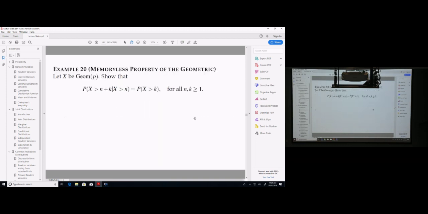Now, this is what we call the memoryless property of the geometric distribution. Let me explain the meaning of this.